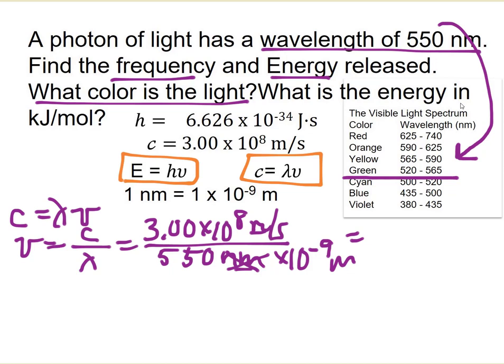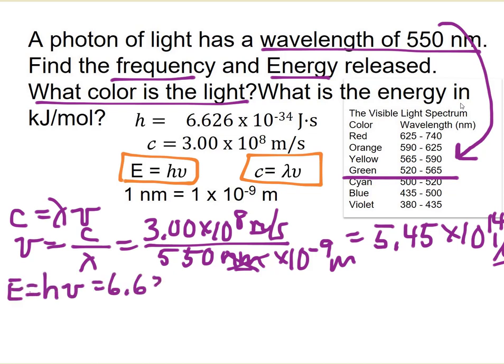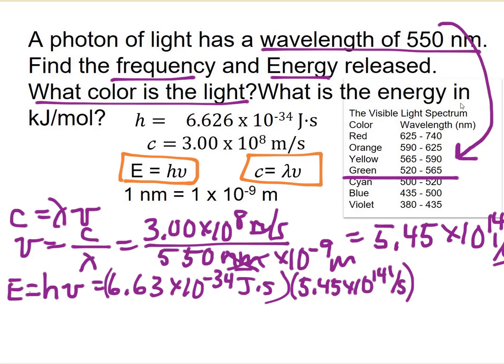But that's just a quick fix, so I just leave it as the 550. So there's my frequency. Now I'm going to put that into my energy equation. So here's Planck's constant, and there's the frequency I just found, and I get 3.616, I'm going to carry an extra digit, times 10 to the minus 9 joules. Okay, so there's my energy. Now that's for one photon, or for one little particle of light.